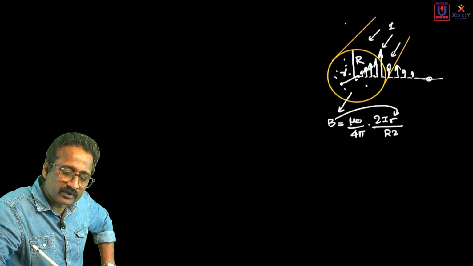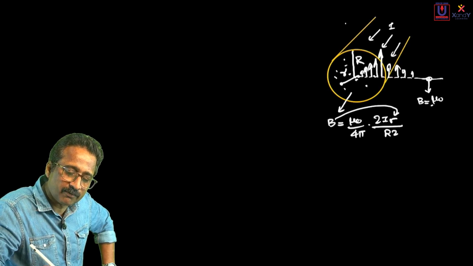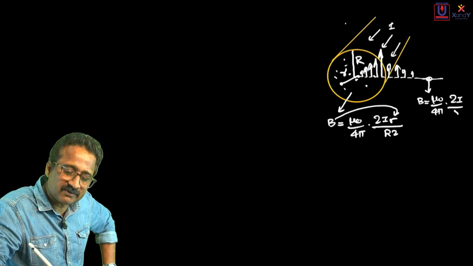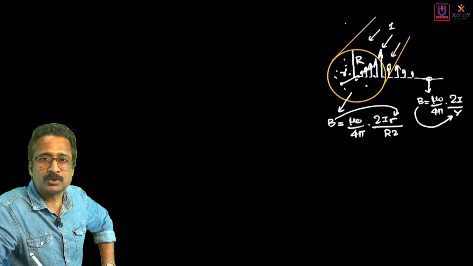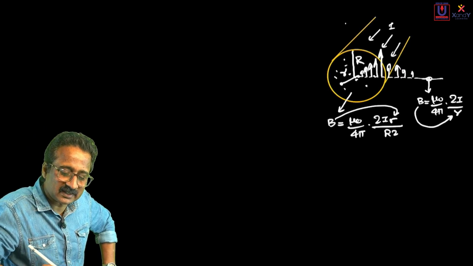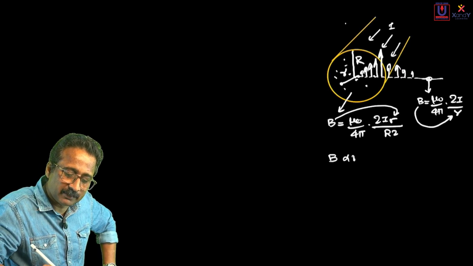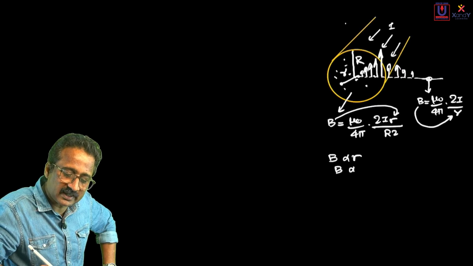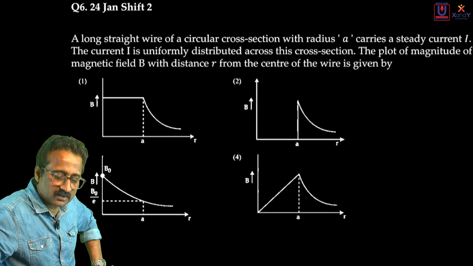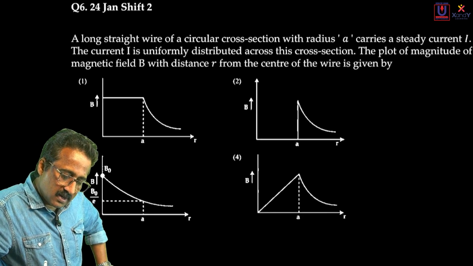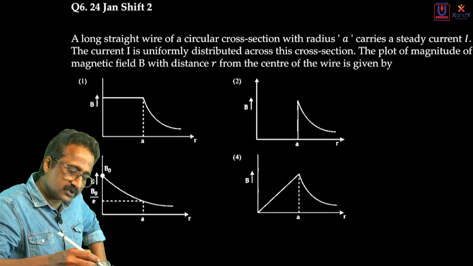Now, when you write an equation for B outside, B is equal to mu0 by 4 pi into 2I divided by r, a different expression. And you will see that this B is inversely proportional to r. So inside the conductor, it is directly proportional to r, and outside it is inversely proportional. So there is only one graph we can find here. Yes, of course it is 4.